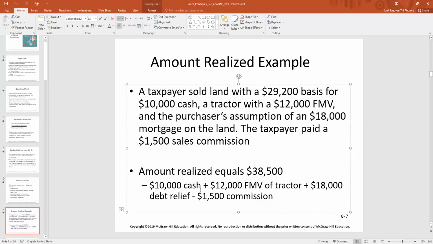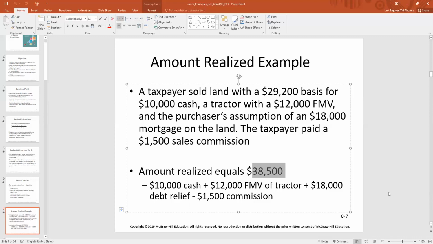So the amount realized will be equal to what? 10,000 cash plus 12,000 fair market value of the property that we received plus 18,000 debt relief, and we subtract a sale commission of 1,500, and that will give you 38,500.